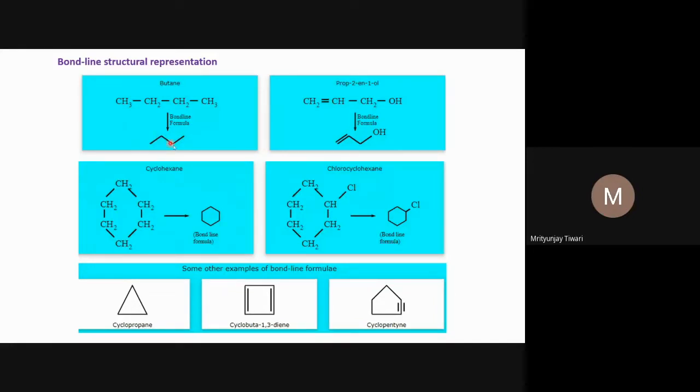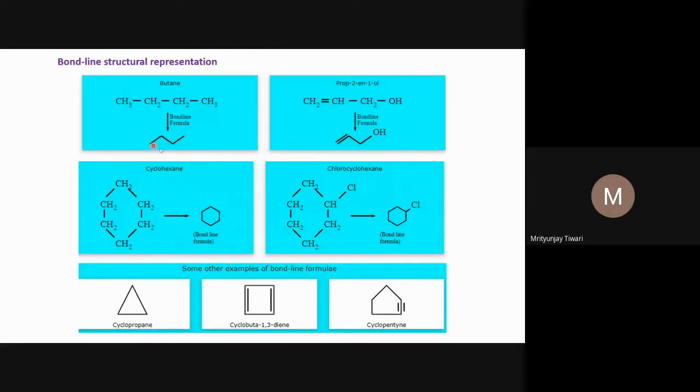Wherever an end or bend occurs, a carbon atom is there, and based on whatever bonds are shown, one can also find out the number of hydrogen atoms associated with that carbon. So if I come to this end, this is a carbon atom, this is also a carbon atom, here also carbon, here also carbon.